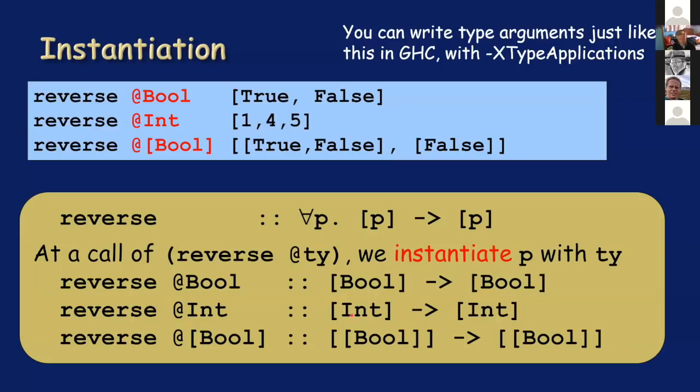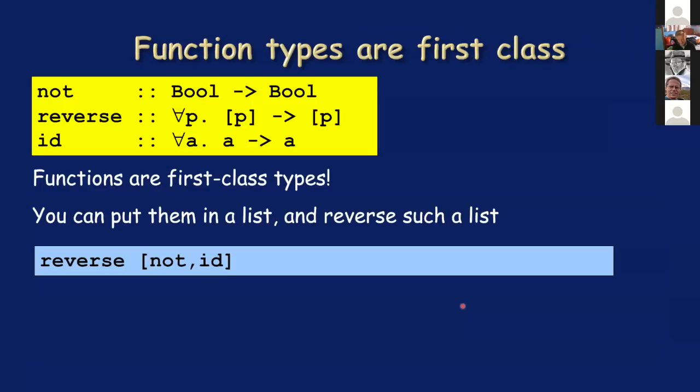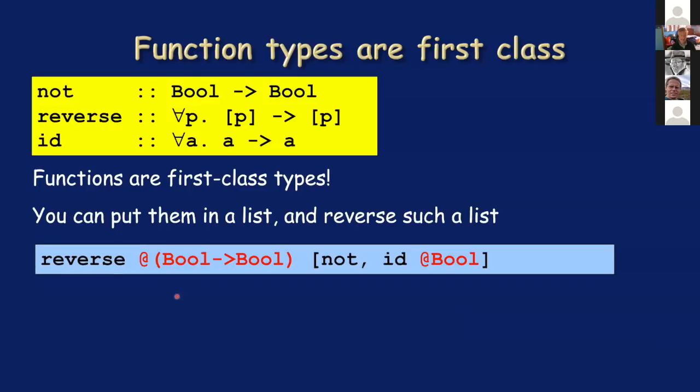So one of the key things about applying reverse to lists of different types is that functions are first-class values. Here I've got a list that contains not and id, the identity function. Those two functions in a list, and I can call reverse on that list. And here's how I do it.